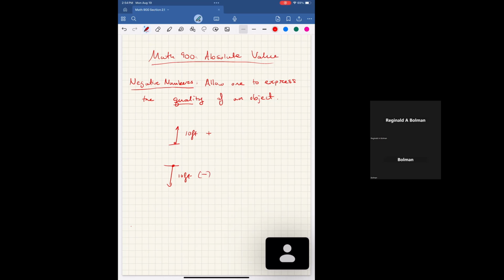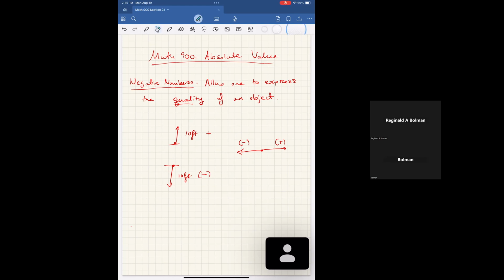And so if an object is moving, say, 10 feet in an upward direction, we would say that's positive 10 feet. But if an object is moving in a downward direction 10 feet, we would say it's a negative 10 feet. Okay. And of course, we can also use positive and negative to represent moving eastward or westward, where we say that if an object is moving in an eastward direction, that is a positive direction. And if an object is moving in a westward direction, that direction is a negative direction.